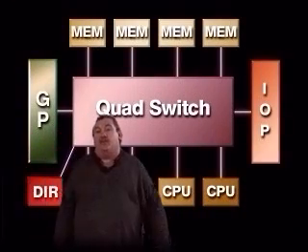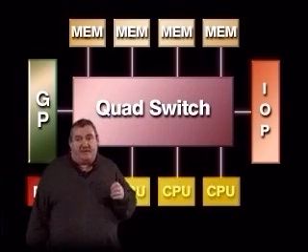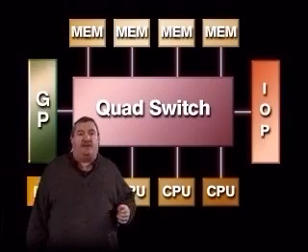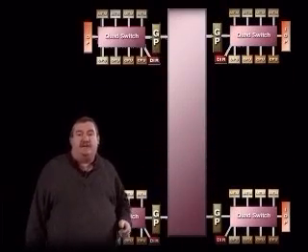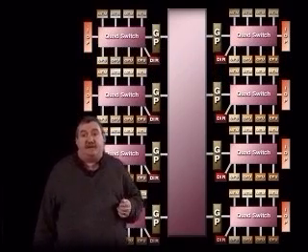Now let's talk how we move beyond 8 processors. The quad switch, processor, memory, and I/O port, along with the global port and directory, form a unit called the quad building block. Now we can replicate the quad building blocks up to a maximum of 8. This would yield a 32 processor system.